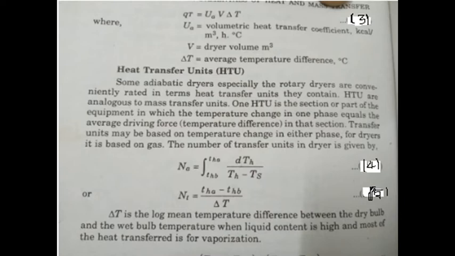Nt is equal to the integration from THB to THA of dTH by (TH − TS), the drying medium to solid difference. That is equation number 4. Or Nt = (THA − THB) / delta T. Are you clear or not? Okay, this is equation number 5. Delta T is the logarithmic mean temperature difference between the dry bulb and wet bulb temperature. When liquid content is high, most of the heat transfer is for vaporization.